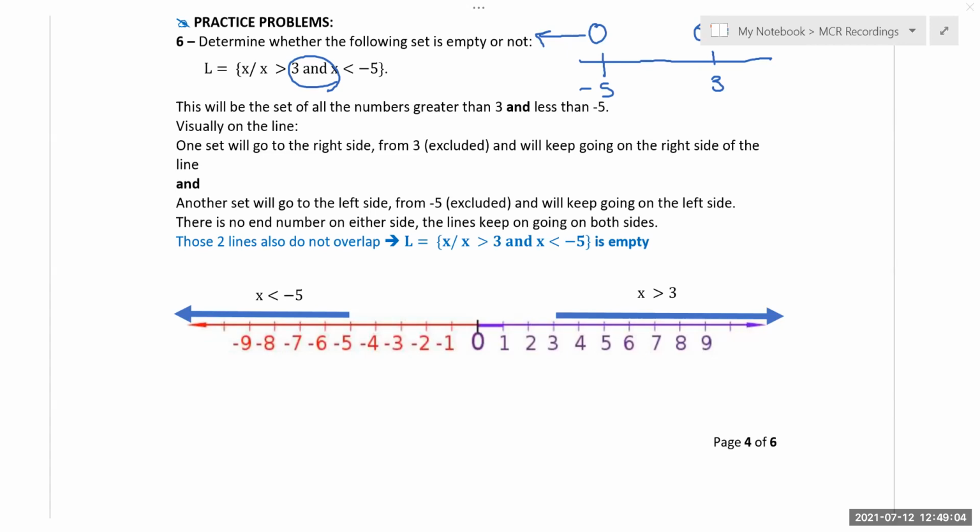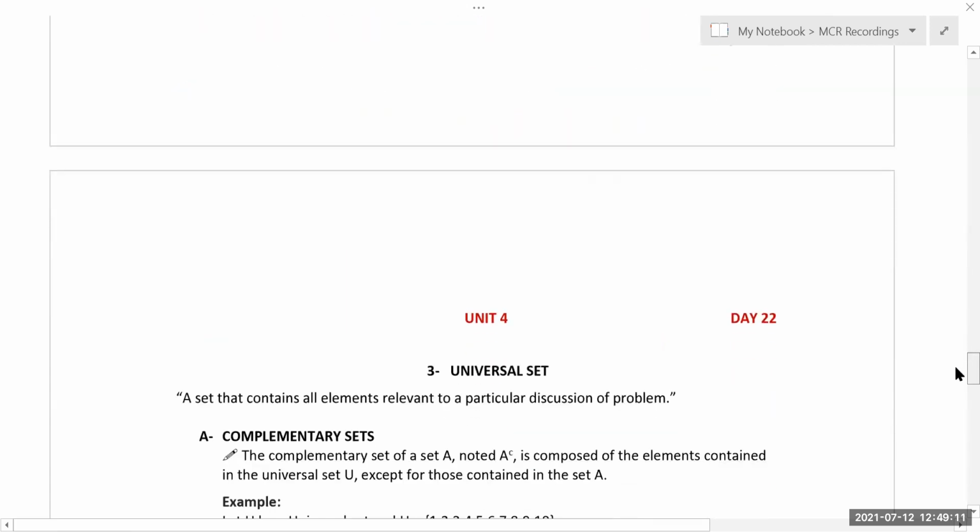So a number line is just a quick way, especially if you're being asked what they have in common, to just quickly show, oh, you know what, they don't have anything in common.